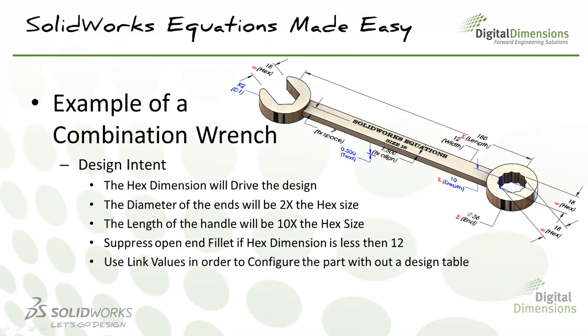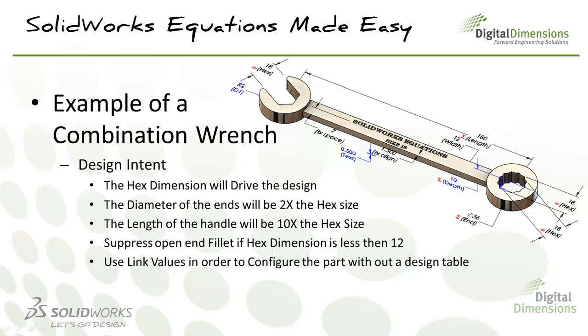And my last example that I want to share with you is again another tool. I hope this CADcast has provided you the tools by which to capture and maintain design intent between your dimensions. So here with my last example is a combination wrench. The design intent for the combination wrench is as follows. The hex dimension should drive the design.